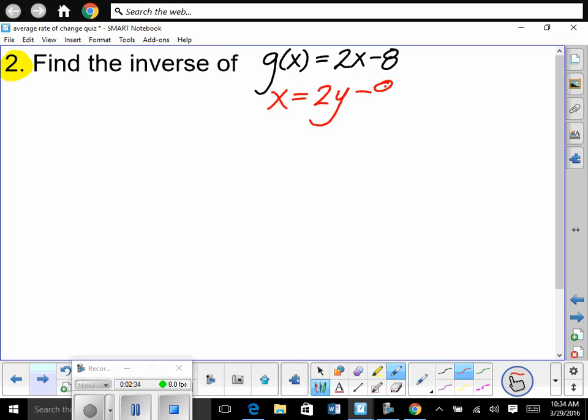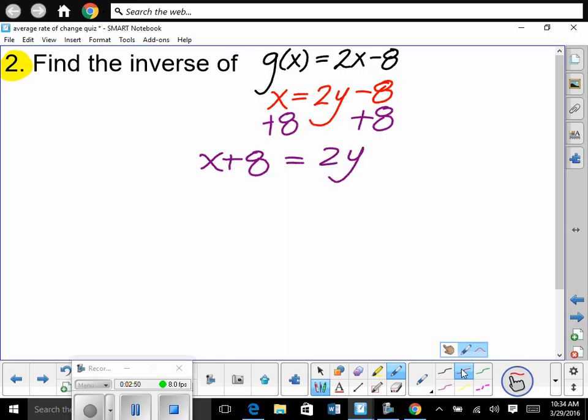We switch x and y. Now don't we just solve for y algebraically? So we would add 8. Now I saw people drop off their x. No, on the left we have x plus 8. People just wrote 8. I don't know where the x went. So we have x plus 8 is equal to 2y. Then what will we do? So you're saying divide both entire sides by 2.